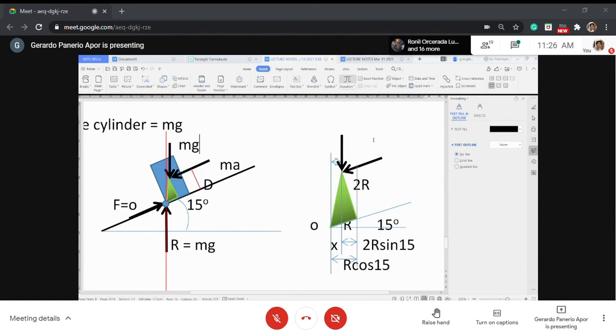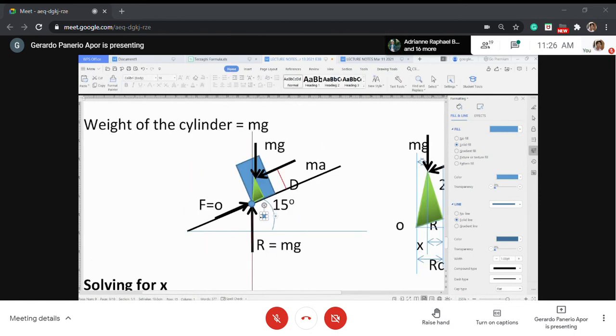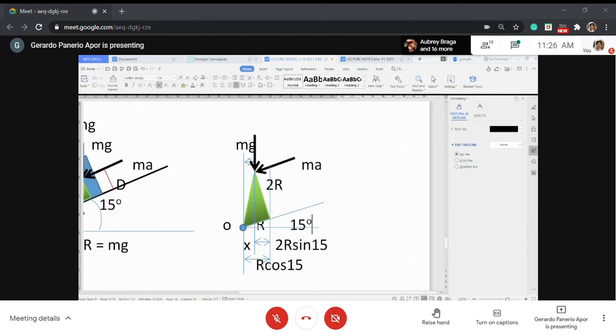The moment is in G, in G. Then the other one is in A, okay? So about O, the MA rotates at a distance 2R, while MG rotates about X, also about point O.